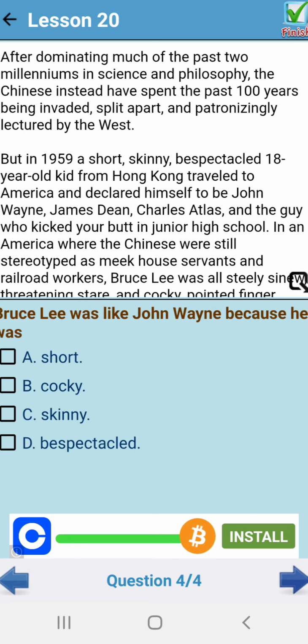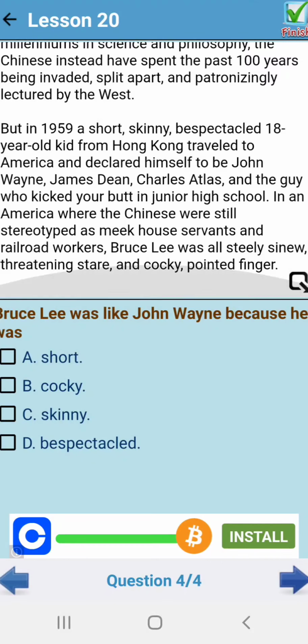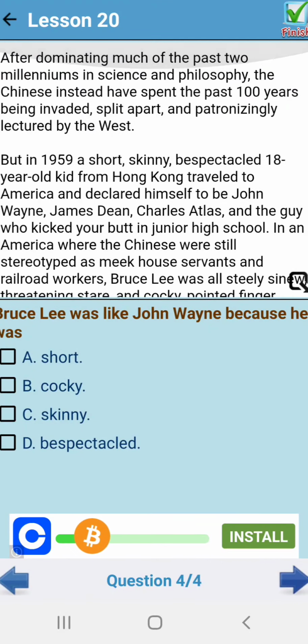Remember that when you're reading the questions, the question stem is very important. For example, Bruce Lee was like John Wayne because he was. If you realize who they're talking about, Bruce Lee and John Wayne, it's like you're making a comparison. So Bruce Lee was like John Wayne because he was, and then you would go ahead and read.